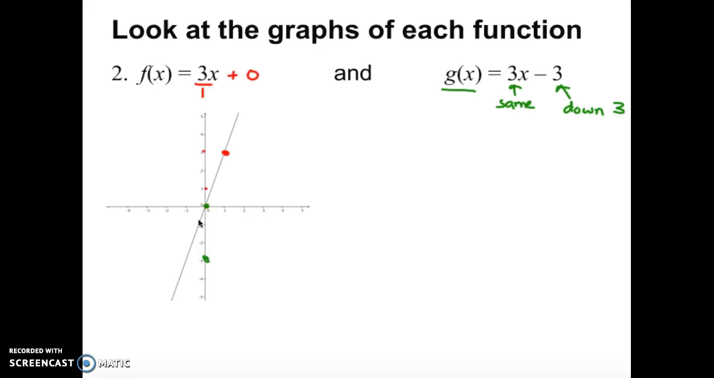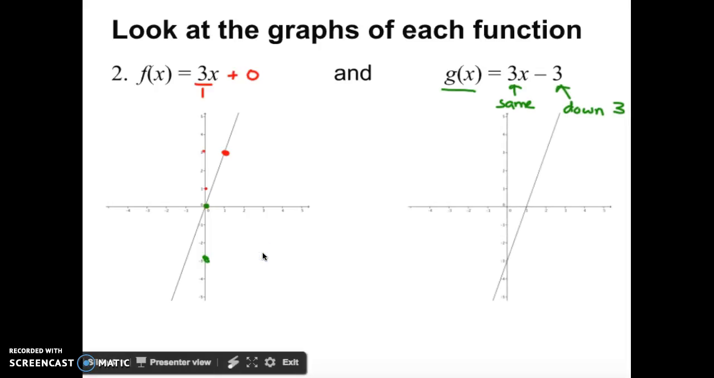So let's see if that happens. Okay. You can clearly see now it's the same line, but now it has the new intercept of negative 3. It was shifted down 3. But that's all you're doing. Again, when a number gets added or subtracted at the end of the original equation, it just shifts the graph straight up or straight down, depending on if you add or subtract.